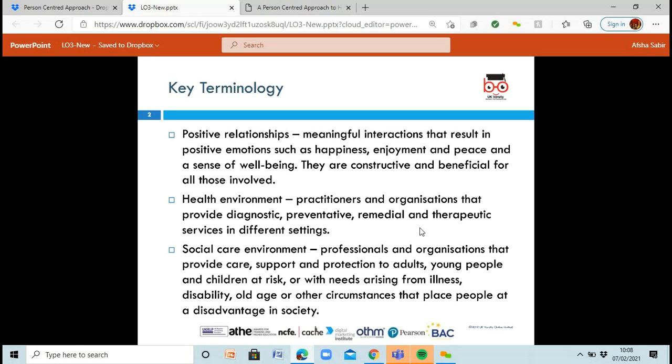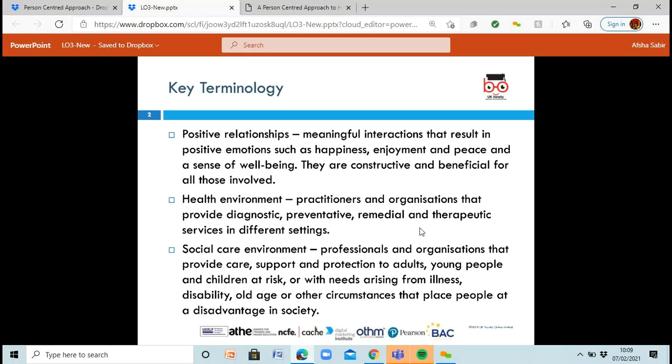Health environment is practitioners and organizations that you're getting care from. The health environment is where you're working, where the diagnostics are being made, where you're getting your services. So it could be in a social care center, it could be in a clinic, it could be in the hospital, or you could be at a GP, even within your own home. So it really depends on where you're getting that care.